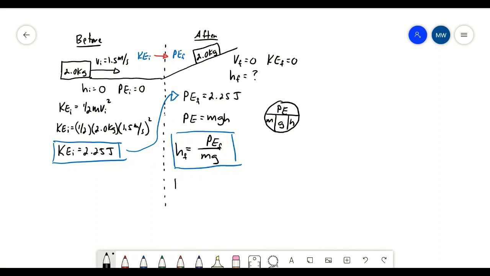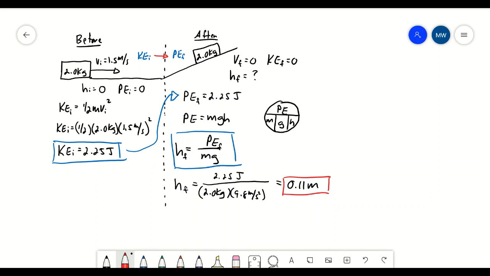So let me put the numbers in then. Our final height would be equal to our 2.25 joules, divided by our 2 kilogram mass times little g, which is always 9.8 meters per second squared, at least on our planet. If you happen to be a Perseverance rover, it's 3.7. Just throwing that out there. So we put these numbers into the calculator, and it gives us 0.11, and we're going to use meters for our unit.